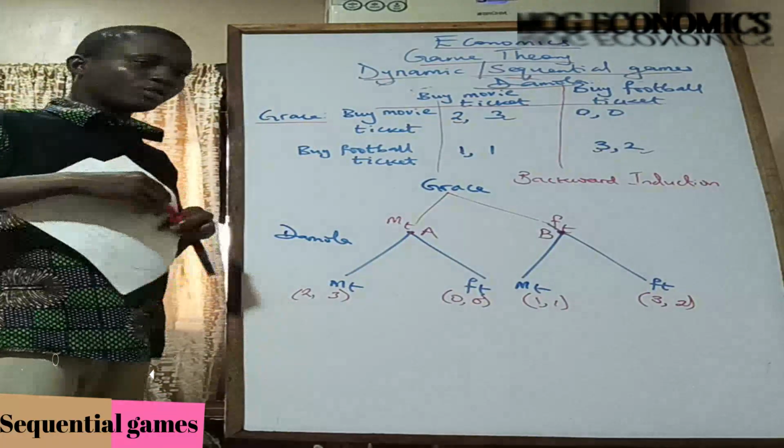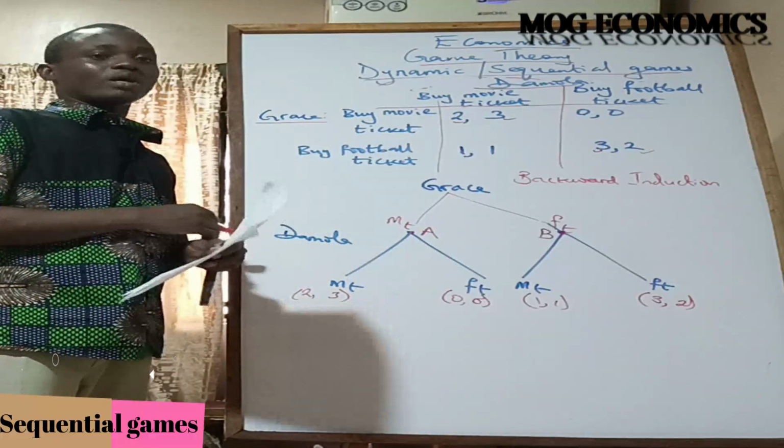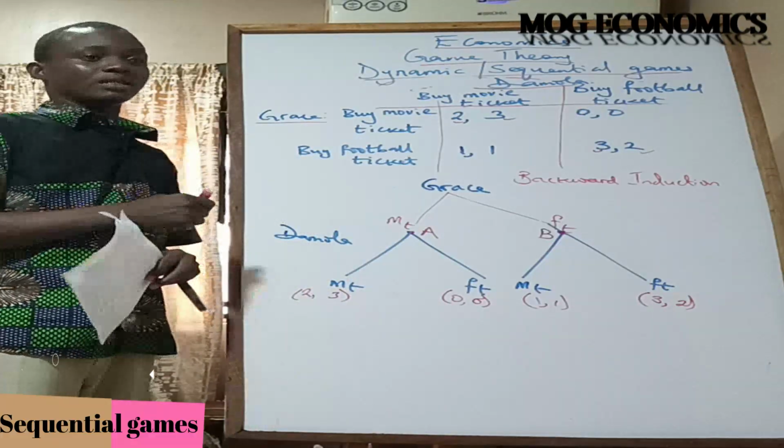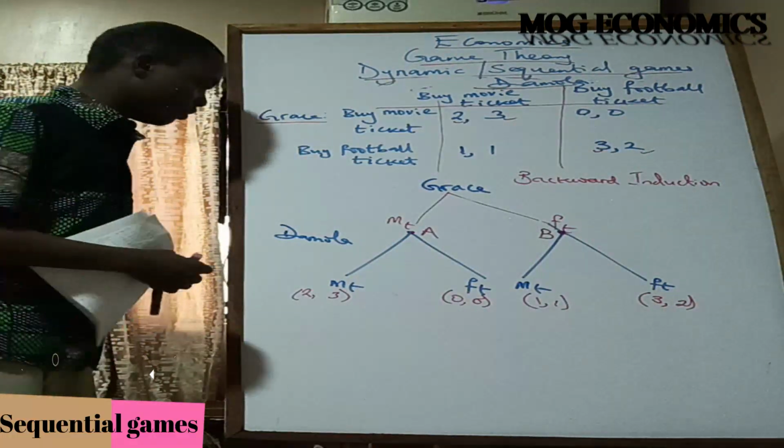Right? We are going to start from the last mover. So we're not starting from the first mover. We are going to be starting from Damola instead of starting from Grace. And then we'll be moving backwards. All right. So how do we do that?